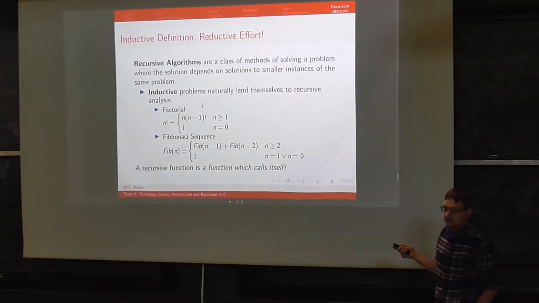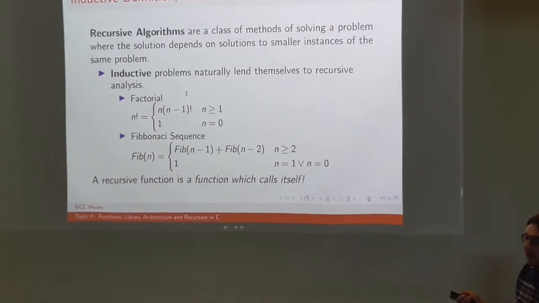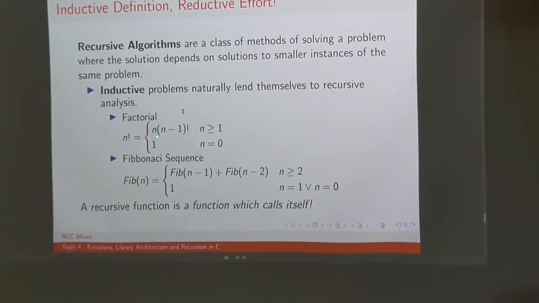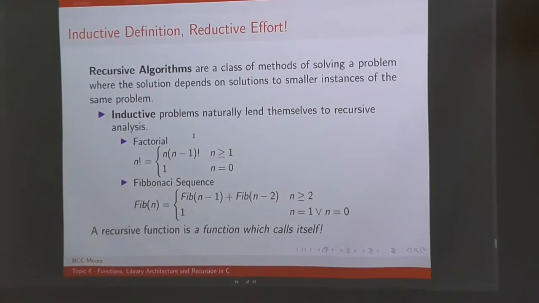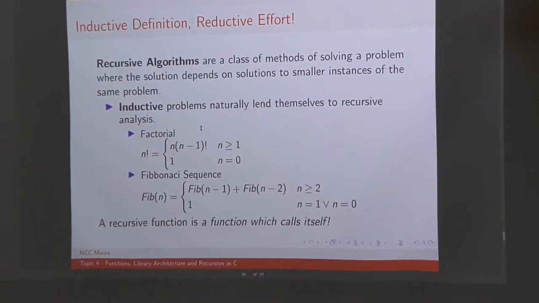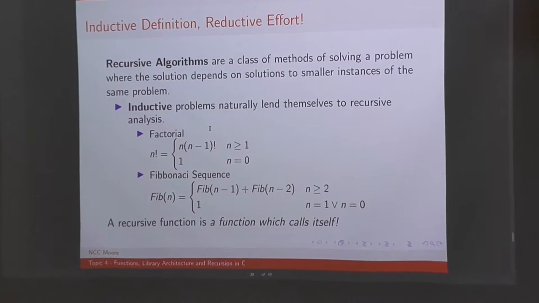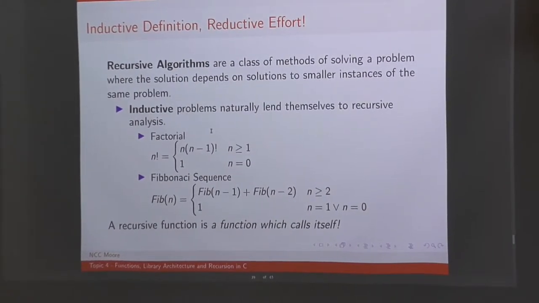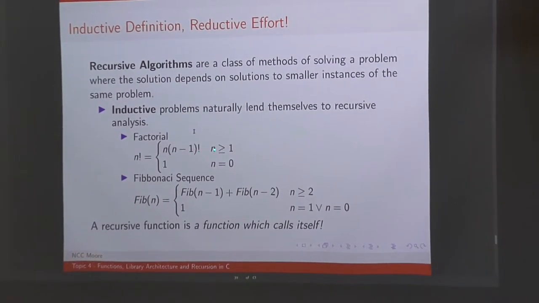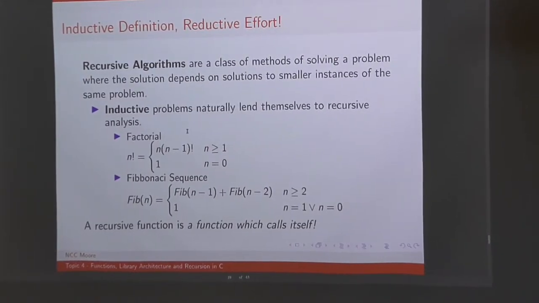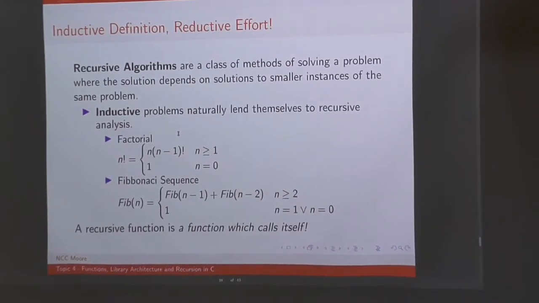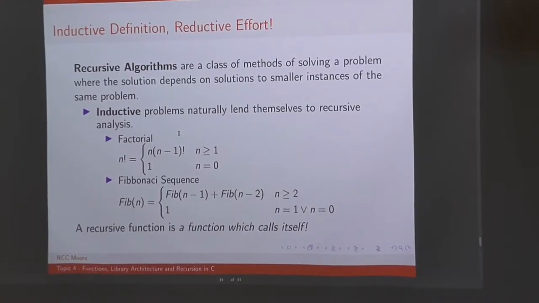So, these are two very classical inductively defined functions, right? So the factorial, right? You guys know factorial from high school, I hope. So the factorial is all of the numbers, you know, 1 times 2 times 3 times 4 times 5, etc., all the way up to n, right? You can define that inductively by saying that n factorial is equal to n times (n minus 1) factorial for n greater than or equal to 1, and 1 for n equals 0. This definition requires the use of the factorial definition inside of itself. Right?